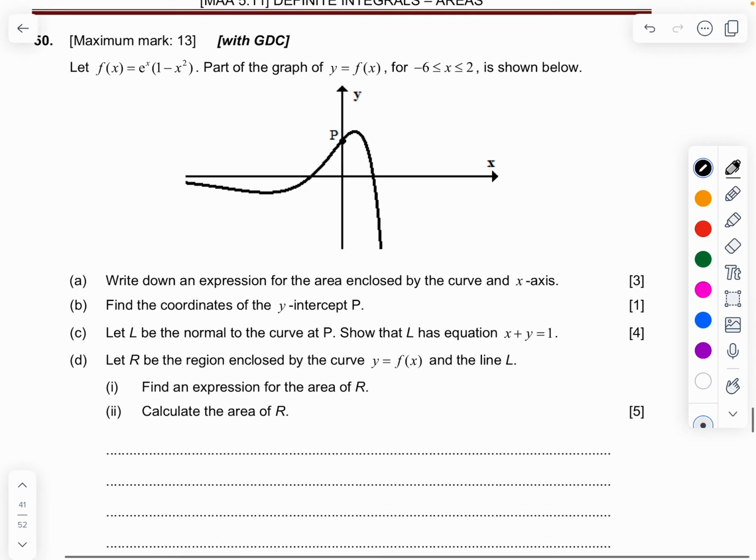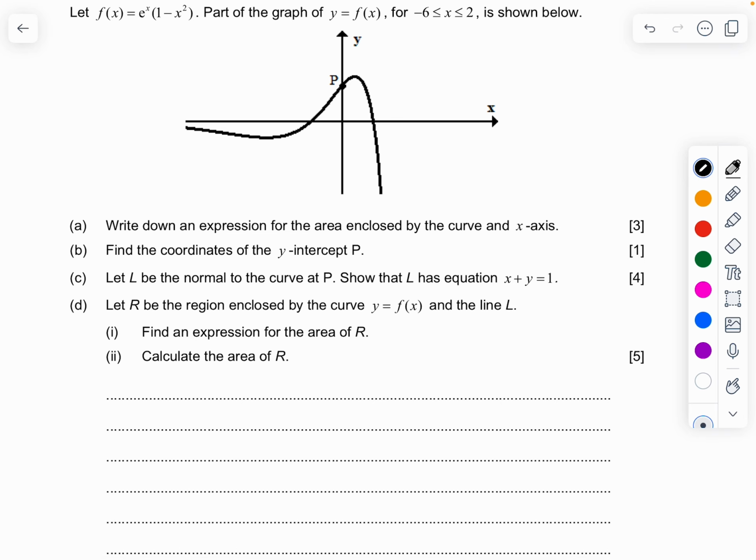Question number 50. f of x is given. The graph of y equal to f of x is shown below. Write down the expression for the enclosed area. So it will be minus 1 and 1. So integral minus 1 to 1 e power x 1 minus x square dx.